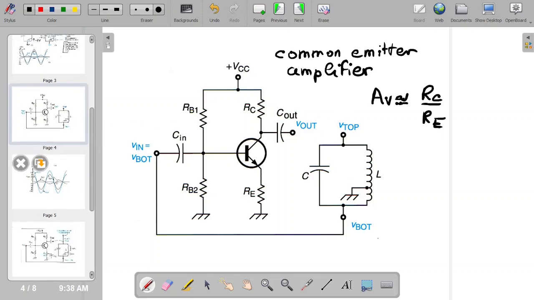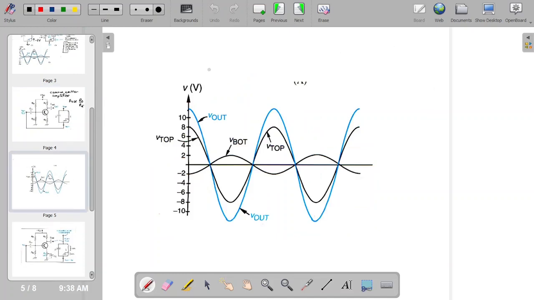So let's look at the... Okay, so you have the V-top at the top of the tank, the V-bot at the bottom, and this is the V-out. So this is the output of the amplifier, where V-bot is the input. So as you can see, you have 180 phase difference between V-bot and the V-out. And what you want is for the V-out to be above the 10 volts, so that the oscillation can keep going.